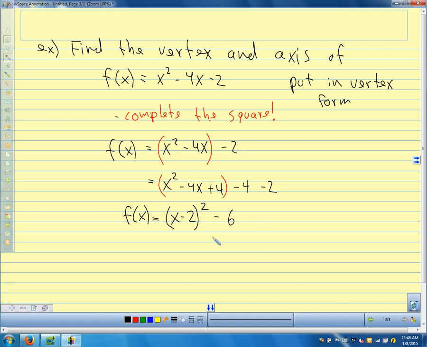And now we know where, so where's the vertex? 2, negative 6. And so this parabola is shifted 2 units to the right, 6 units down. And where's our axis of symmetry? X equals 2.